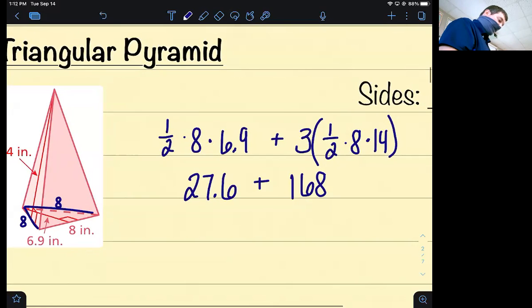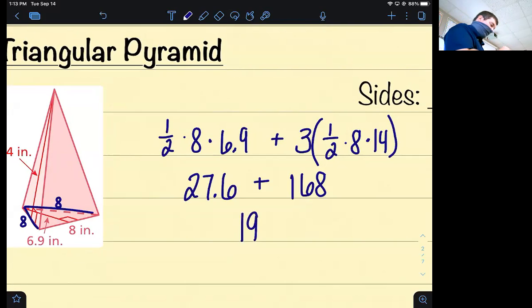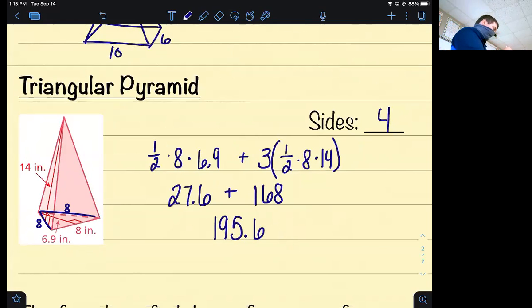I'm going to add 168 with 27.6. I'm going to get a total surface area of 195.6. And Oliver, how would I label this? Inches squared. So there's 2 examples of how to use the pyramid formula. Well, not even a formula, just common sense. So like I said, if you're not a big fan of using the special formula, you can still use common sense to get it done.